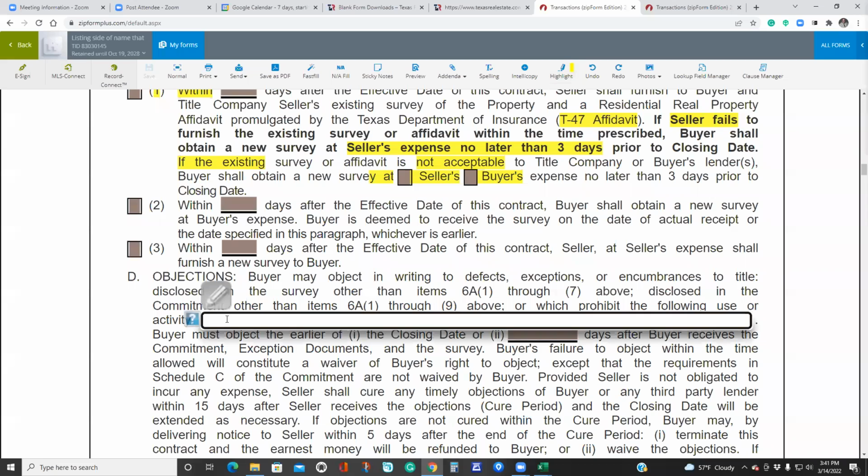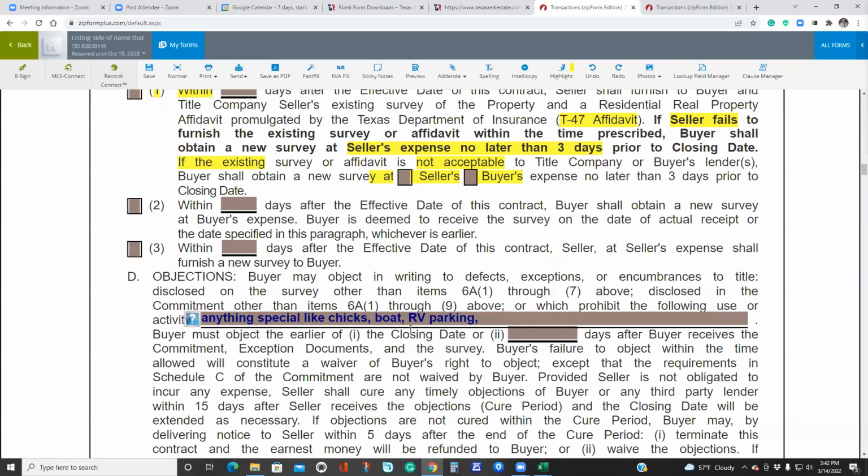Objections, what goes in here? Anything special? Like, they want chickens, they want a boat, RV parking. Anything special, right? That's what would go in there. Because if there's a restriction where they can't do it, then they can get out of the contract.